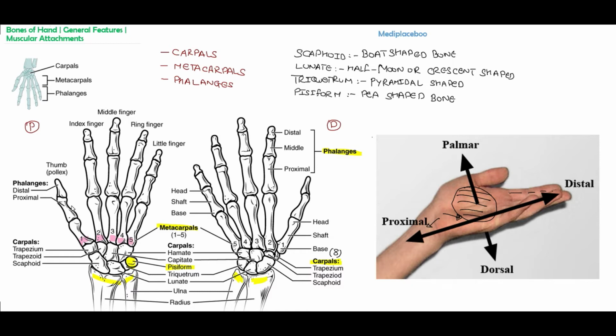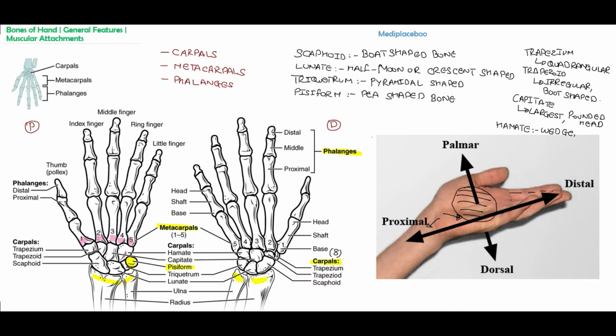On the distal aspect of the carpal bones, that is closer to the metacarpals, are the next 4 bones, which are the trapezium, which is a quadrangular shaped bone. Next we have the trapezoid, which is an irregular boot-shaped bone. Next we have the capitate, which is the largest among all carpal bones with a rounded head. And lastly we have the hamate bone, which is a wedge-shaped bone having an uncinate hamulus, that is, it is a hook-shaped bone at the base.